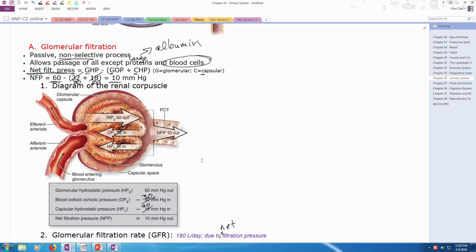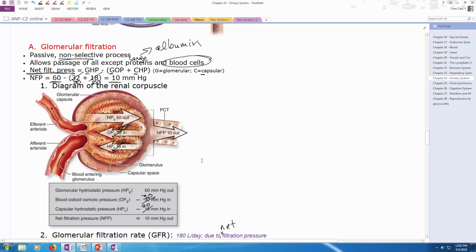Going back to glomerular filtration, again, it's a passive non-selective process, so that means all kinds of things get through, and that's why the next part says allows passage of all except for significantly sized proteins and our blood cells: red blood cells, white blood cells, and platelets. Those types of things shouldn't get through.